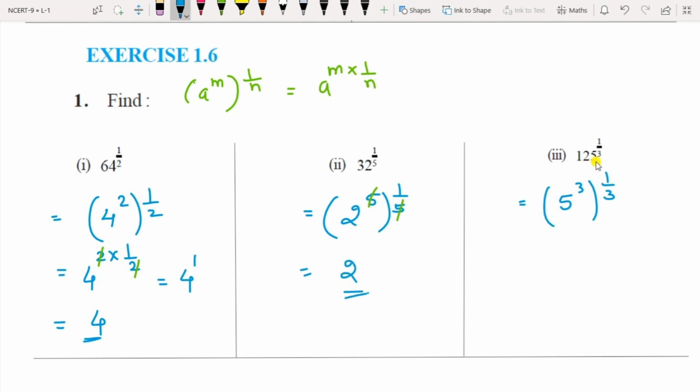Similarly 125. So you have to do the LCM for 125. 5 2s are 10, 5 5s are 25, and 5 1s are 5. So 3 times 5 here. So cut 3. You will get the answer as 5 raised to 1, means 5 is the answer. So this way you have to solve your question number 1 of exercise 1.6.